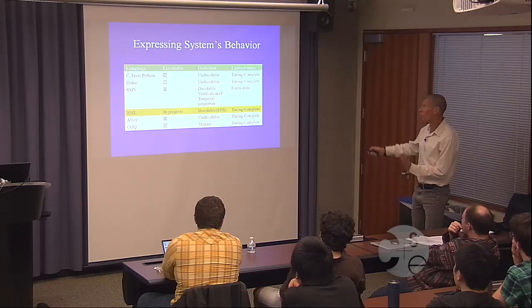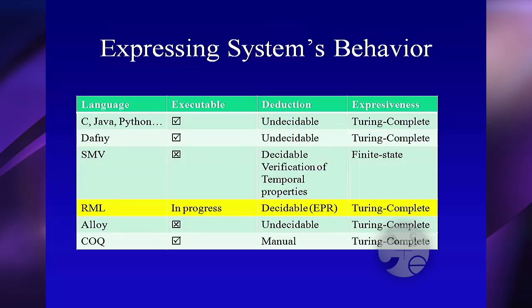And just to tell you about what we are familiar with: of course, C, Java, and Python. They're great. They are executable, but for them, deduction is undecidable. And of course, they're too incomplete. And Dafny is similar. SMV is more expressive. It allows you to decide verification properties, but in fact, it's less expressive, it's better for verification, but it's only expressive for finite state properties. Coq is, of course, very expressive, but checking deduction is manual.